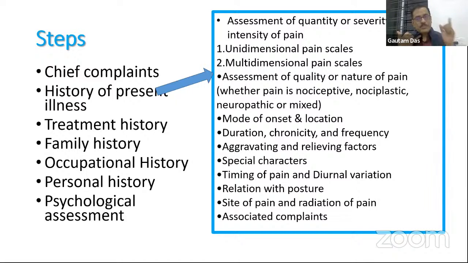History: general history, specific history. Then examinations: general examination, inspection, palpation, range of movement, both active and passive, whole neurological examination, special clinical tests. Then investigations: blood investigations, imaging. And at the end, we have the diagnostic interventions.